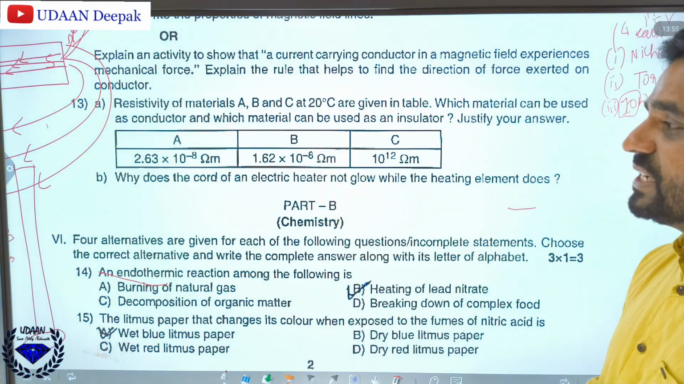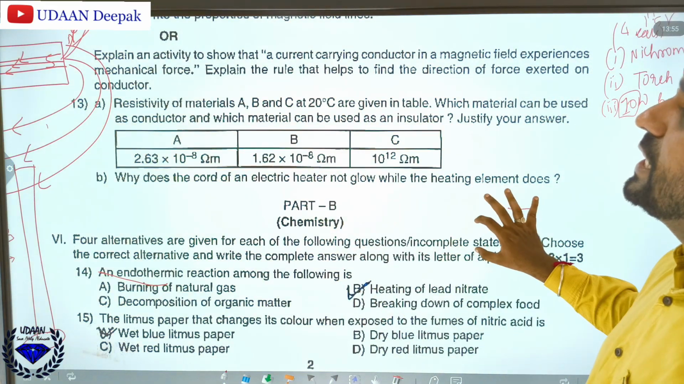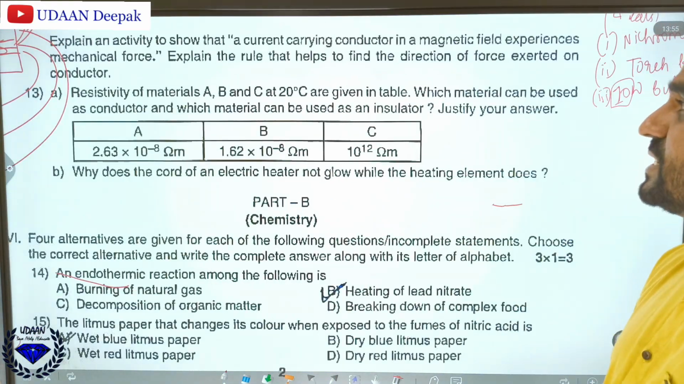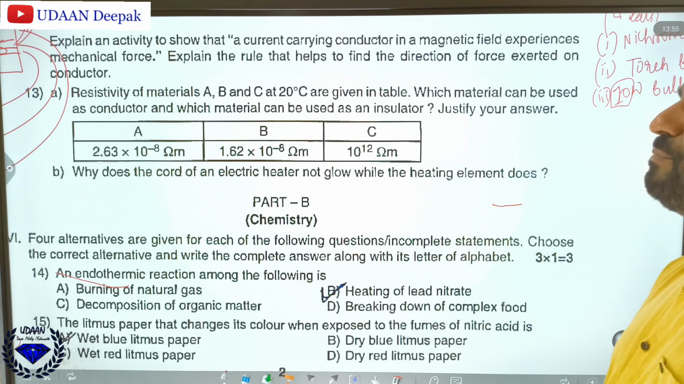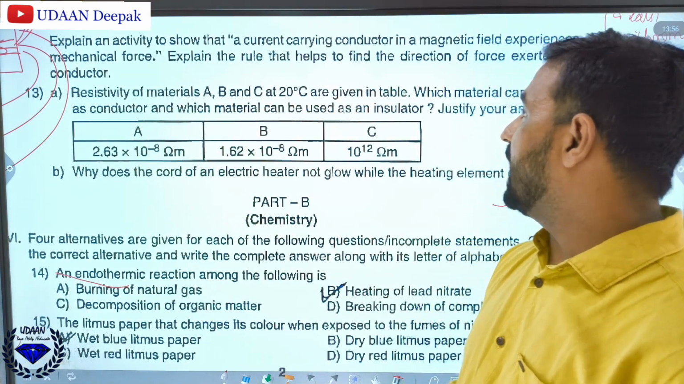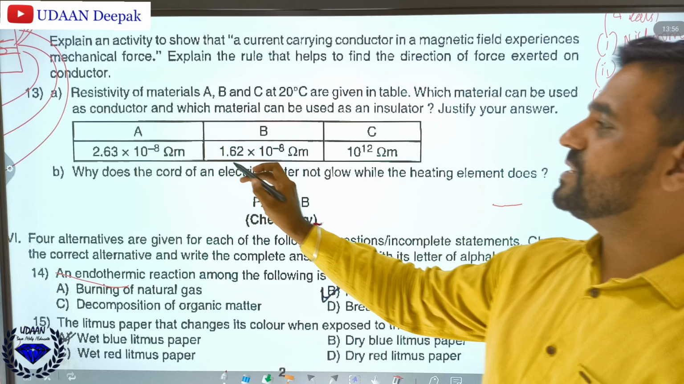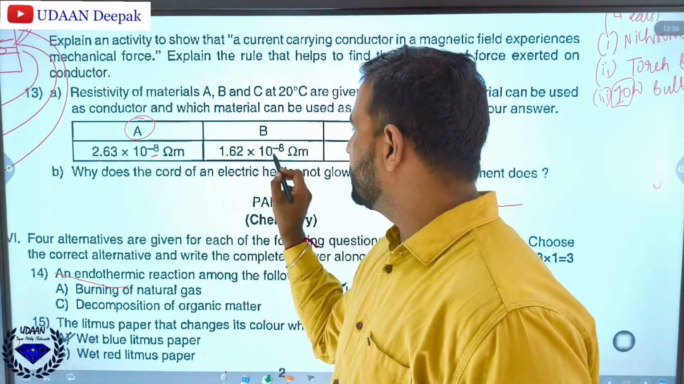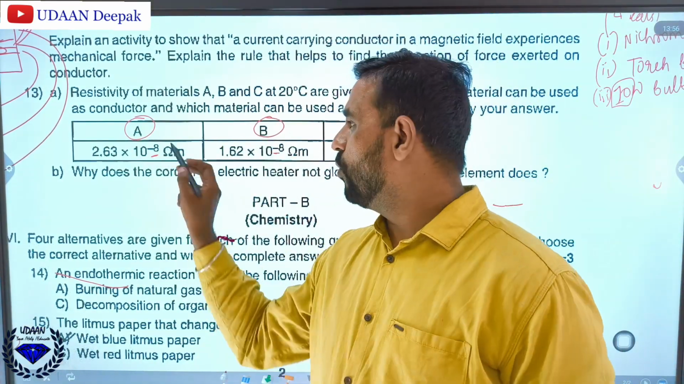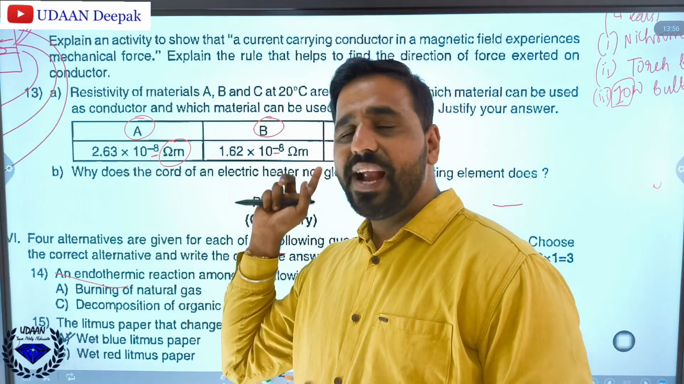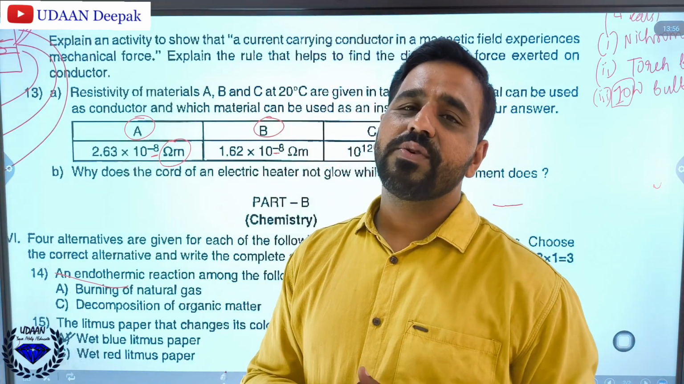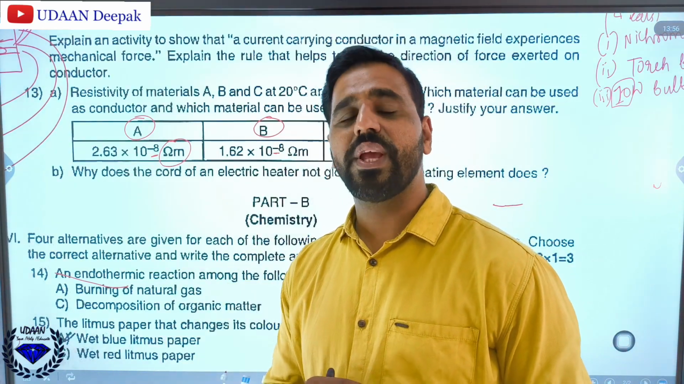Coming to the 13th, a very simple question. Resistivity of materials A, B, C at 20 degrees Celsius are given in the table. Which material can be used as a conductor and which material can be used as an insulator? See, first and second, A and B, you see it is 10 raised to minus 8, which are having least resistivity. Ohm meter is resistivity. Since A and B are having least resistance, they are used as conductors. So A and B are conductors.